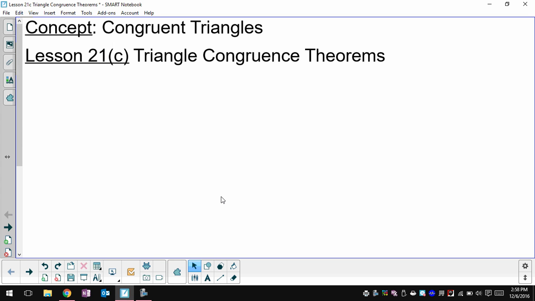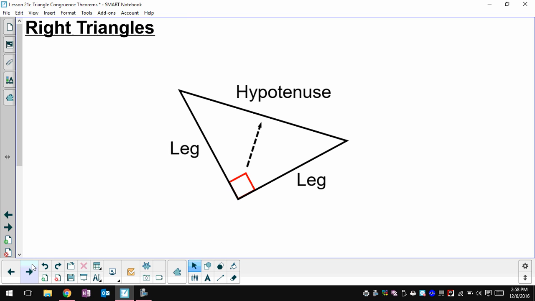Hey, y'all, we have one last lesson for lesson 21, and we have one last theorem to talk about. This theorem has to do with right triangles. So let's talk quickly about right triangles, even though you're probably familiar. If we look at the right angle in a right triangle, the side across from that we call the hypotenuse, and the other two sides we call legs. So again, the side across from the right angle, which is always the longest side, is called the hypotenuse.